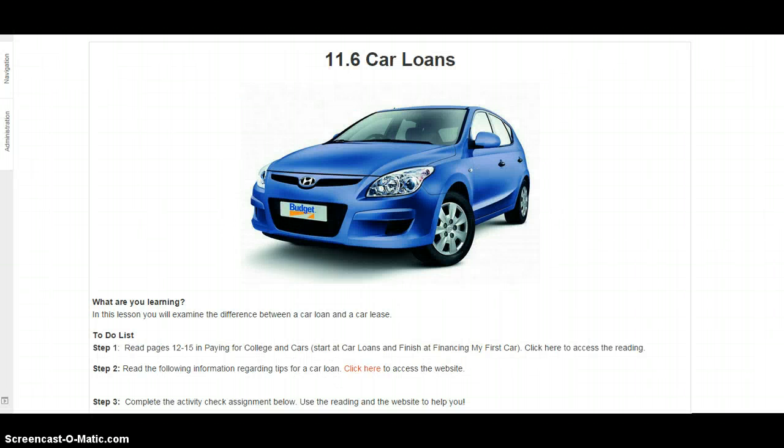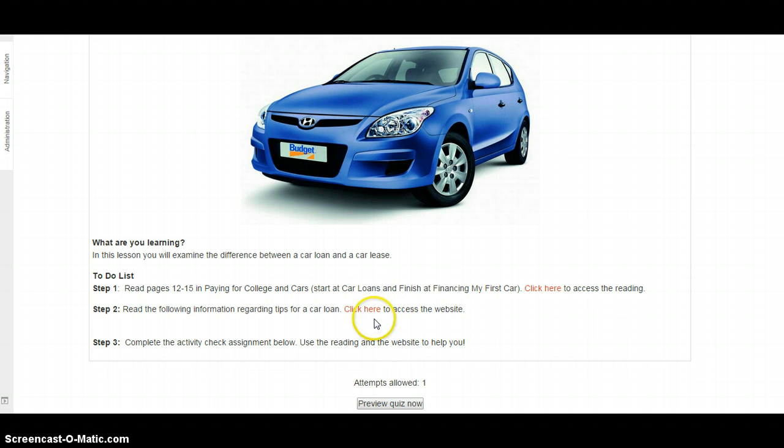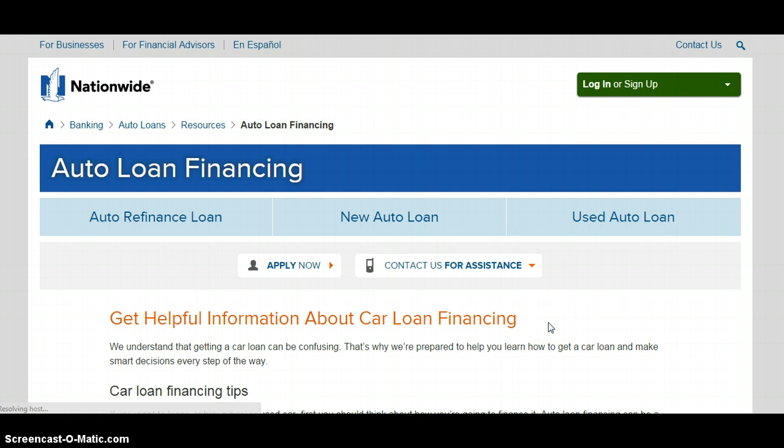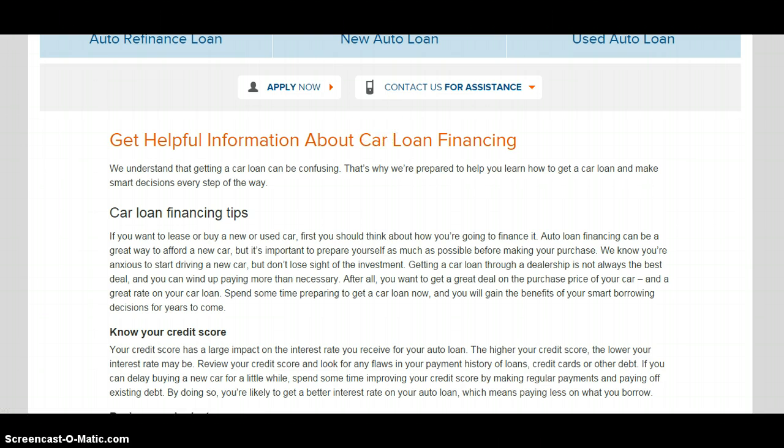Now let's go back to today's lesson, and you'll notice a second reading in step 2. It is a website, Nationwide, which is an insurance company, and this is giving you some helpful information regarding car loan financing. "We understand that getting a car loan can be confusing. That's why we're prepared to help you learn how to get a car loan and make smart decisions every step of the way." I chose this reading because it's a good thing for us to examine because it teaches us how to be smart financially, so whether we end up getting a car in 3, 4, 5, 6, 7, 8 years, we know what to consider.